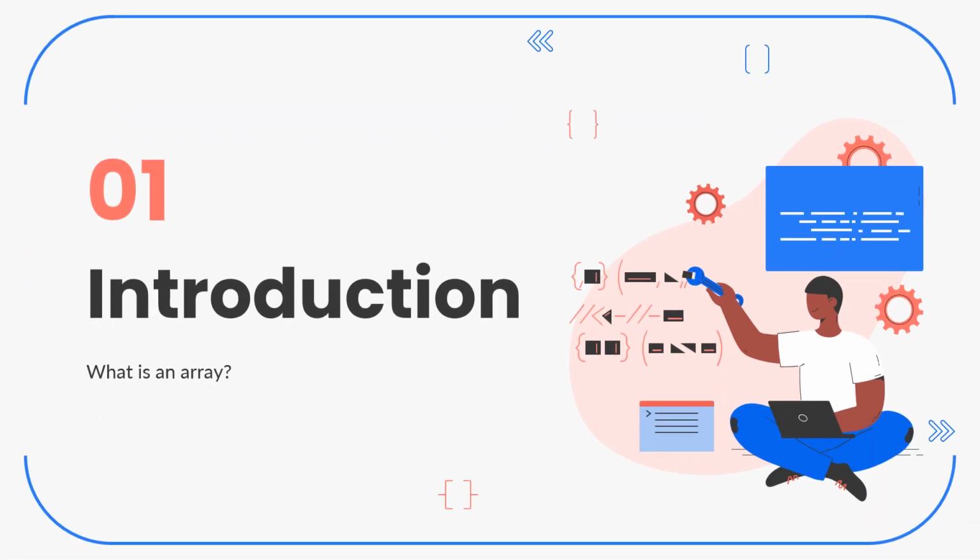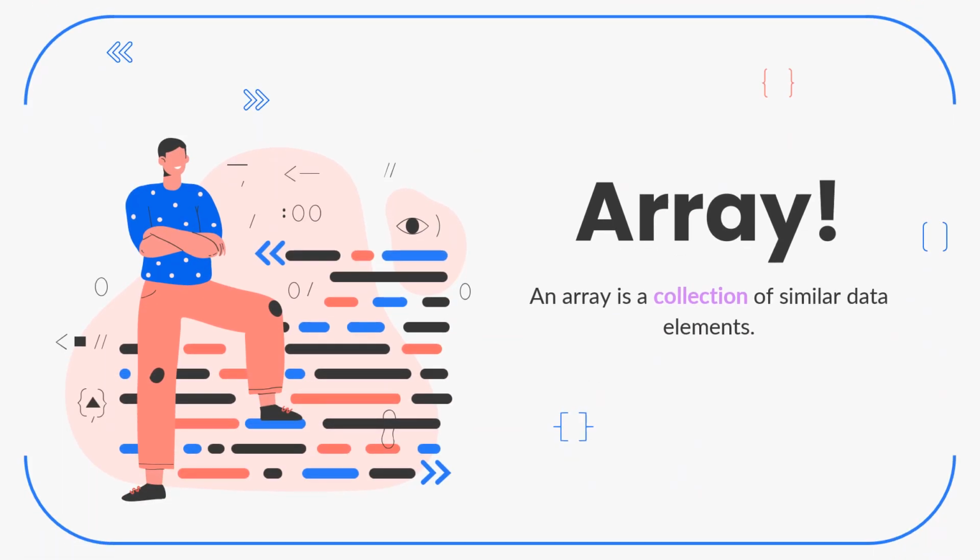First of all, let's explore the concept of an array. An array is a collection of similar data elements. In simple terms, it can be described as a container that holds data of a specified data type. Specifically, if an array is of type integer, it will exclusively store integer values. This holds true for other data types as well.